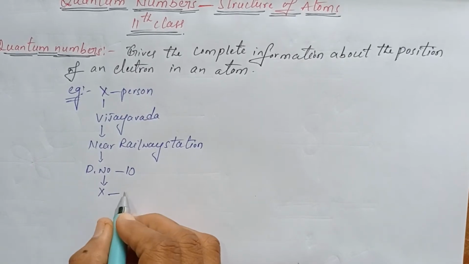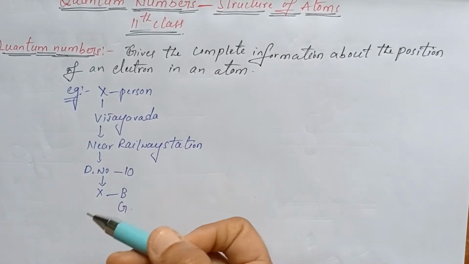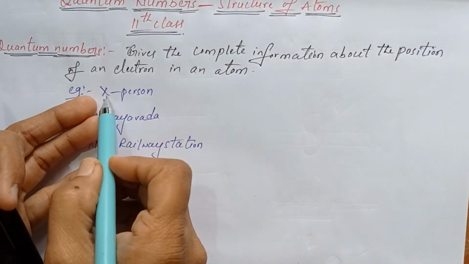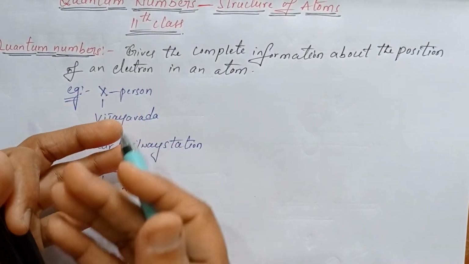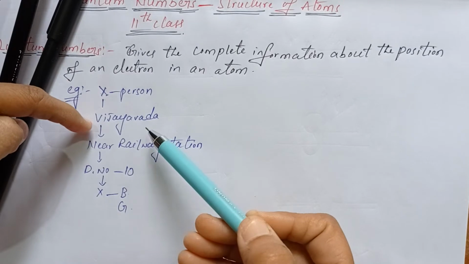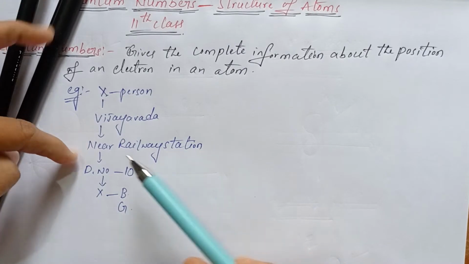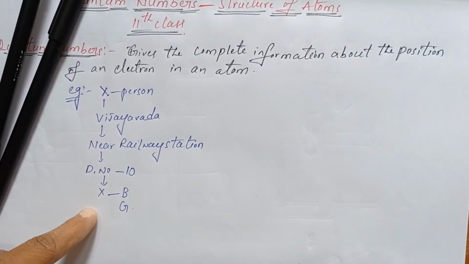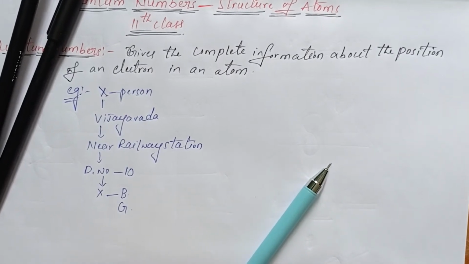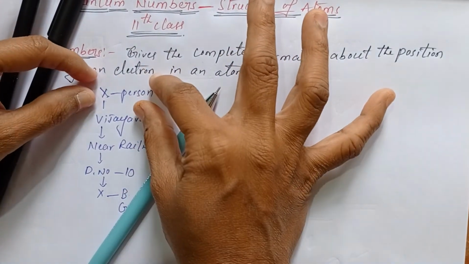So in that house, X person is a boy or a girl. So that means that is the address of the person X. I don't know whether X is a boy or a girl. So how to identify, students? First of all, that person belongs to which place? Vijayawada. And in Vijayawada, where he's staying, near the railway station, his house number is 10. In that house number, that person is a boy or a girl. So this is giving the complete address of this person. Are you correct or not?